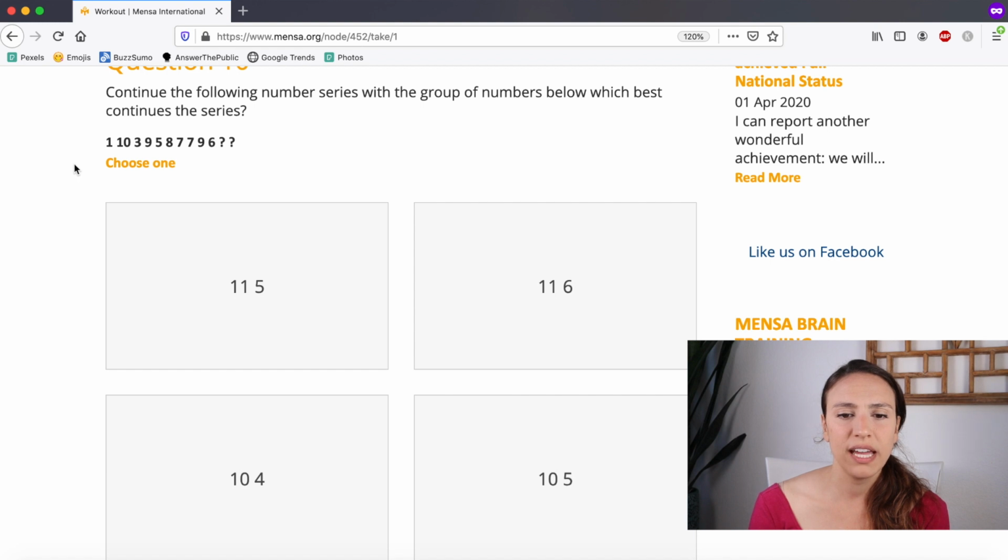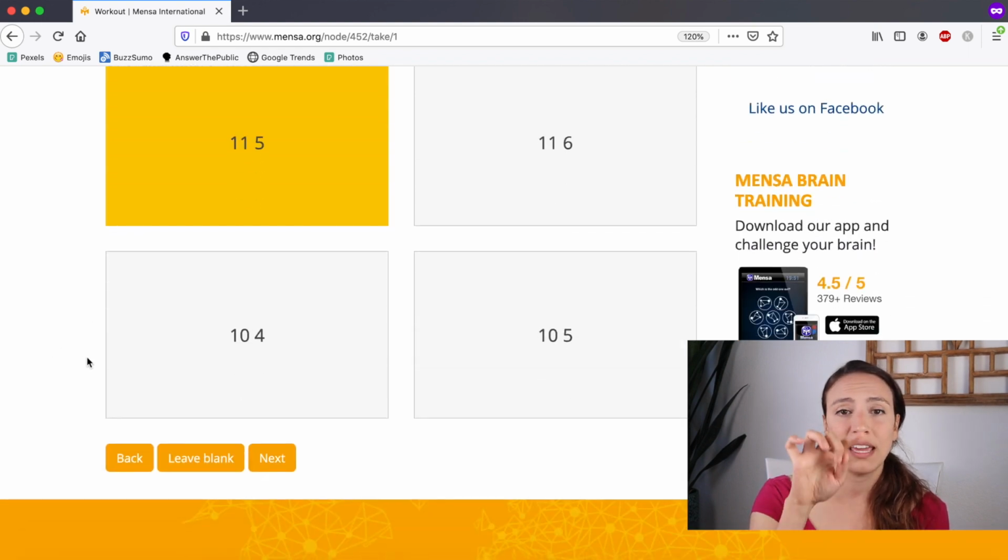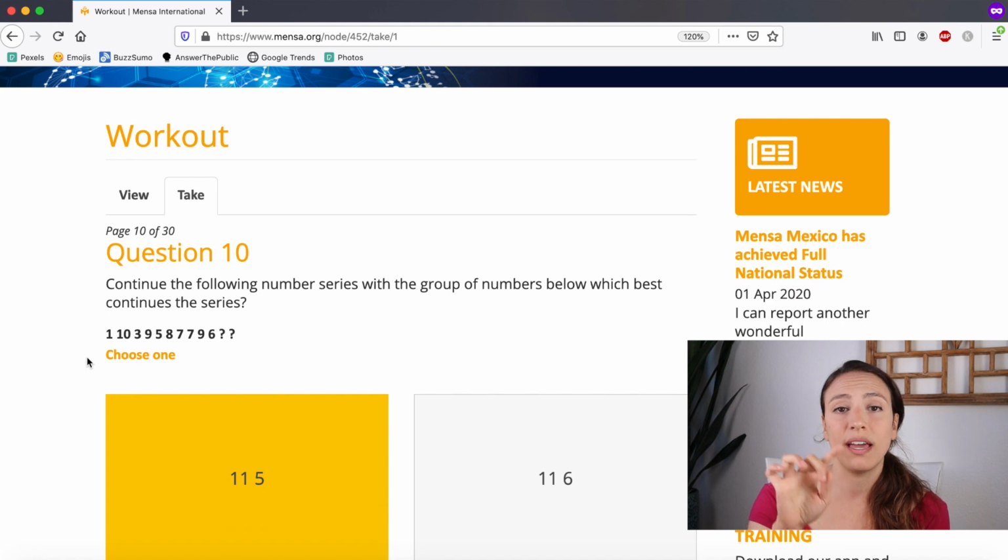So here, if I look at every other one, I'm looking at odds: 1, 3, 5, 7, 9. So the next one would be 11. And then here, 10, 9, 8, 7, 6. So the next one would be 5. So 11, 5. Again, the hint is when you're seeing erratic numbers going up, down, up, down, look at every other one.